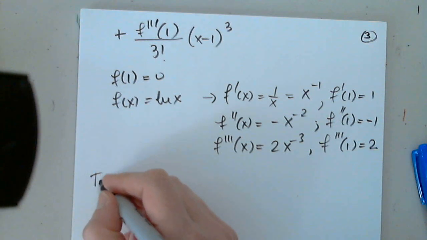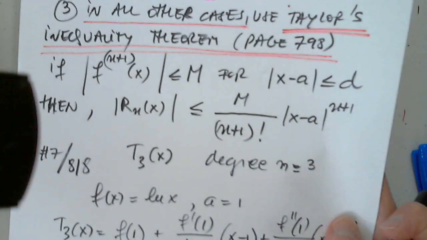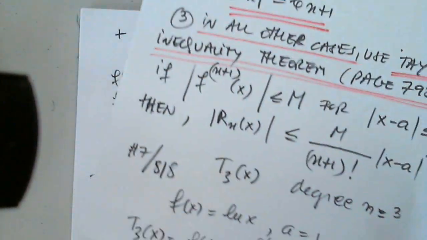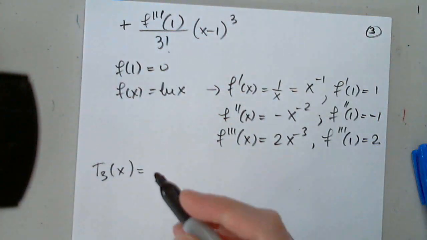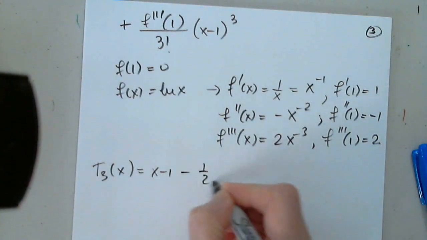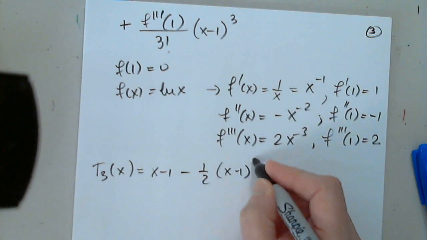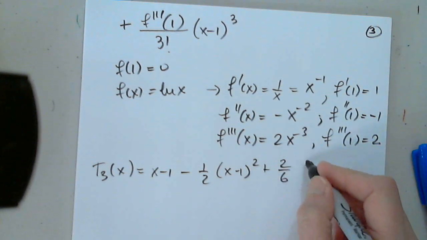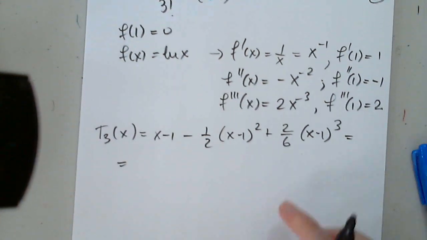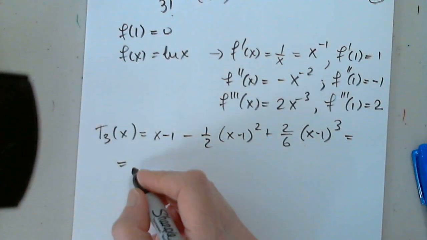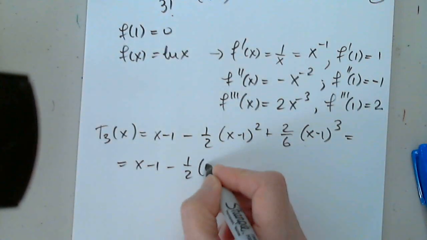So now let's find T3 of x. This is 0, so we jump directly here, putting 1 in front. So we have x minus 1, minus 1/2, right, 2 in the denominator, x minus 1 squared, plus 2 over 6, x minus 1 to the third power. And to clean it up a little bit, just here, change this into 1/3. There is nothing else. You don't have to expand. You don't have to do anything else. So this is good enough.